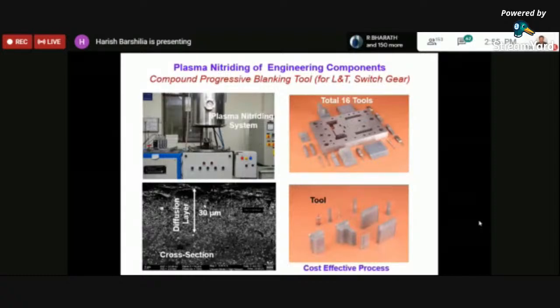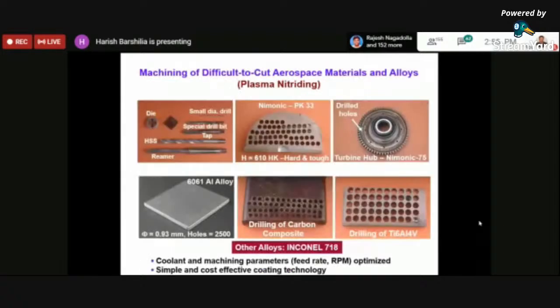To improve the life of these tools, what we simply do is put these tools in a plasma consisting of hydrogen, nitrogen and argon, and then you find that the nitrogen and hydrogen diffuse into the bulk of the material to a depth of about 30 to 100 micron. Because of the nitrogen diffusion, there is a lot of nitride formation, which improves the mechanical properties and the corrosion properties. So it's a very cost-effective process compared to the PVD processes.